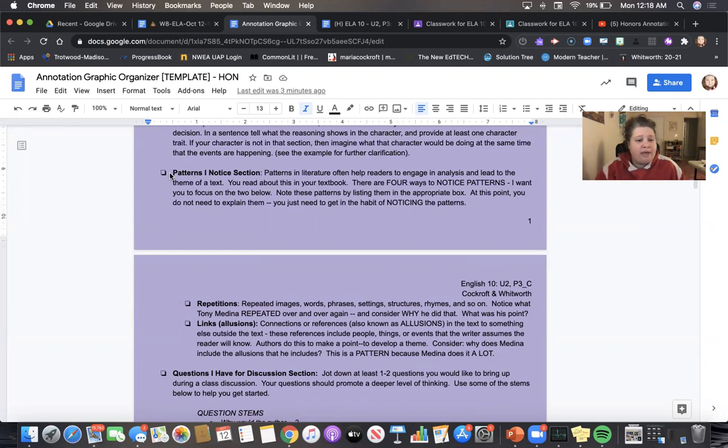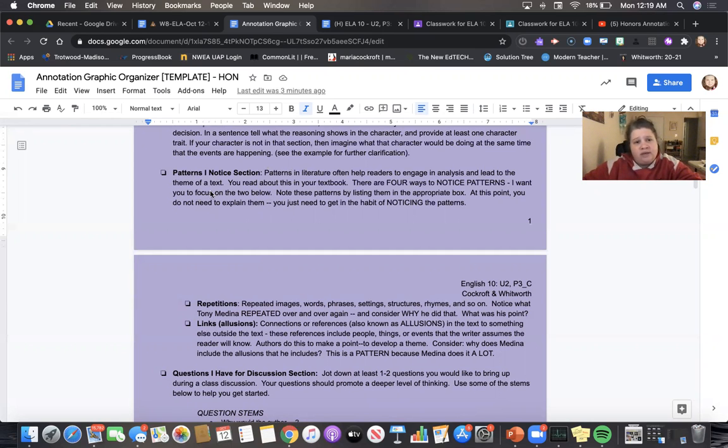As part of the pre-AP curriculum, as we're trying to prepare you for AP or College Credit Plus, one of the biggest things that they're going to focus on is your ability to analyze and to notice patterns and to discover what that means or why the author included those types of patterns. There are 4 types of patterns that we notice that help us in our analysis, but you're only going to focus on 2 because you're still learning, okay?